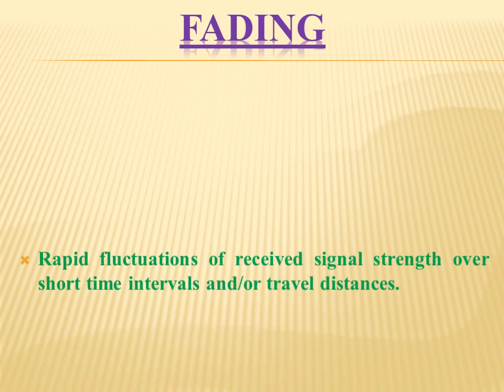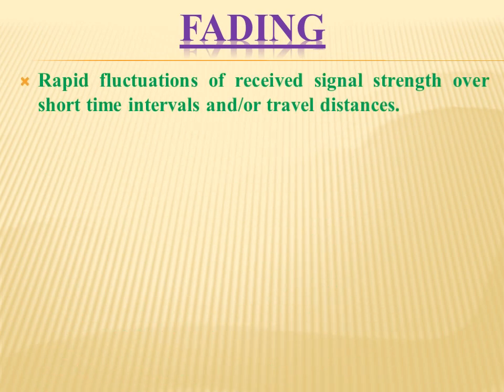Fading. It is an important parameter. Fading is caused due to multipath. It indicates the rapid fluctuation of received signal strength over short time intervals or travel distances. Let us consider a scenario where we are considering a base station and a mobile station. A base station is transmitting signal to the mobile station.